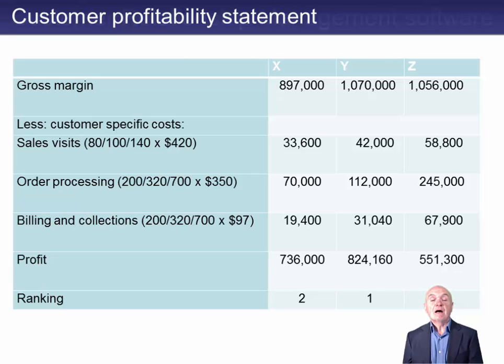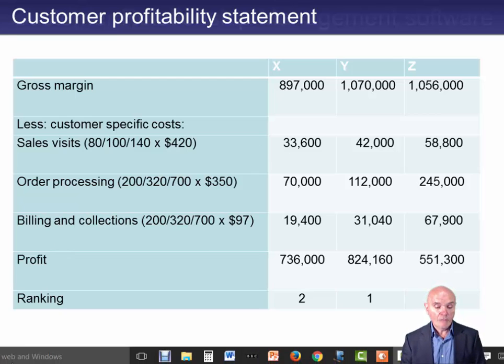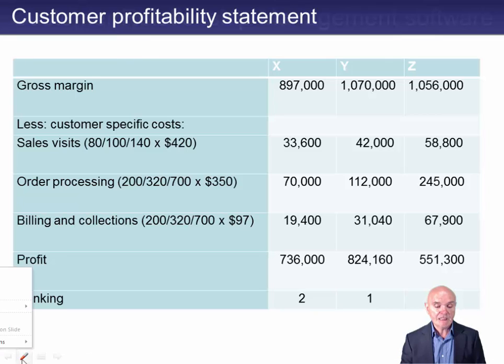The order processing: are there lots and lots of small orders or a couple of big orders? That's going to be a big difference. Similarly, billing and collections, often going hand in hand with the number of orders. But lots and lots of invoices, lots and lots of postings, lots and lots of chasing up of those invoices. Or is it one or two very large invoices which are much easier to process? And then by the time you take all of these other costs into account, you may come out with quite a different sort of view on what the profitability of these customers actually is.